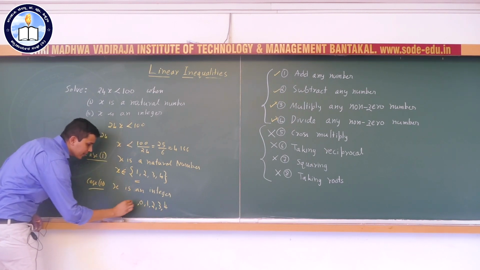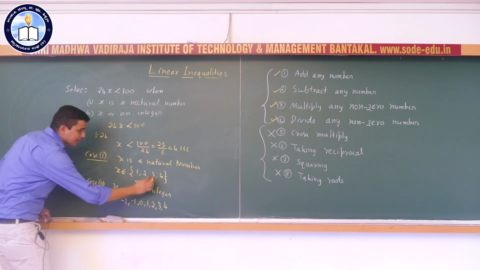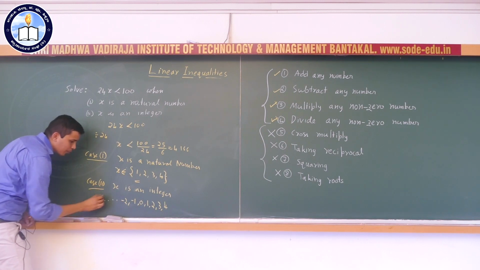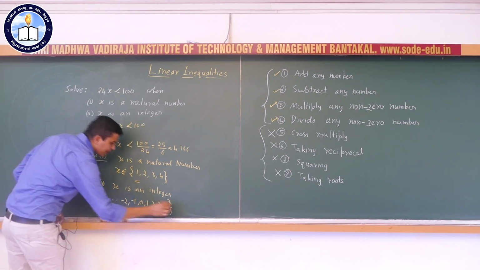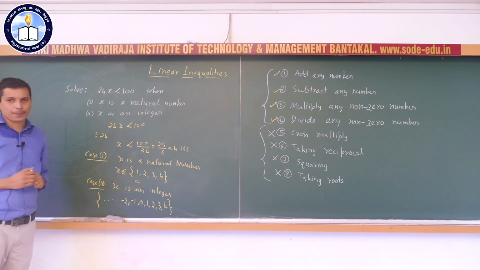If you go for integers, there are also negative numbers. So X is less than this particular number, so I can go for this kind of numbers here. I'm going to put some dots here, and this is the solution set we are going to write. So this is your solution for this particular question. It contains 2 cases here, right?